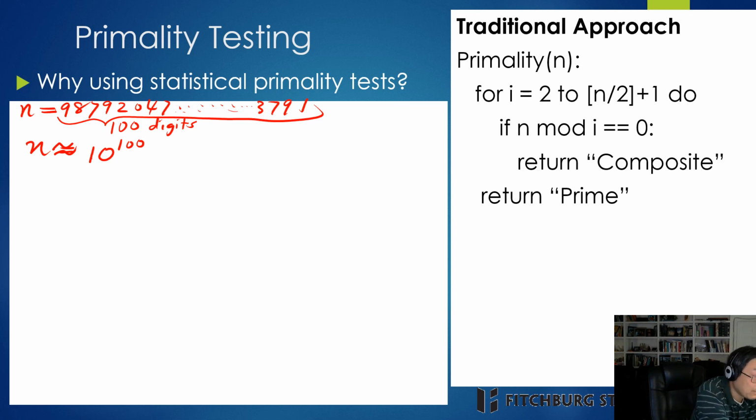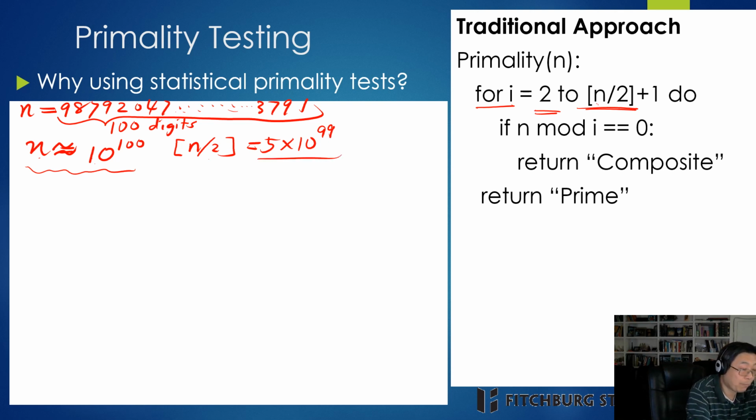So what does that mean? We need to do the for loop from 2 to approximately half of this number. What is half of this number? n divided by 2, so it's 5 times 10 to the 99. That's the total number of loops we need to perform.